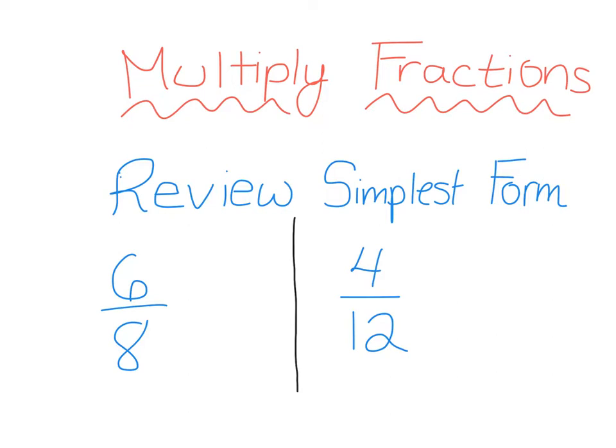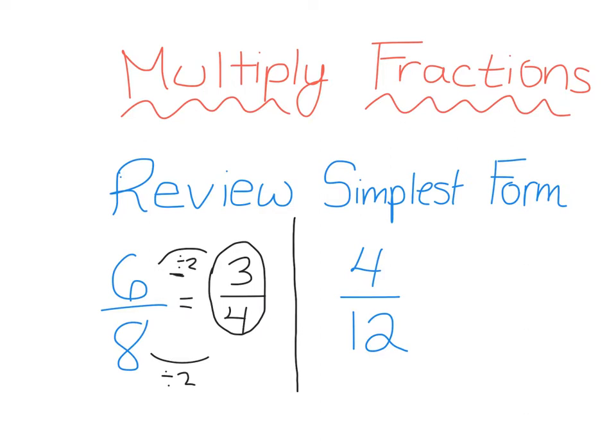I need to think of a number that divides into both 6 and 8. And I can divide 6 and 8 by 2. So I'm going to do 6 divided by 2, and I'm going to do 8 divided by 2. So 6 divided by 2 is 3, and 8 divided by 2 is 4. So 6/8 in simplest form is 3/4. They are both equivalent, they're both equal, but the 3/4 is in simplest form, the 6/8 is not. I know they're equivalent because I divided the numerator and denominator by the exact same number.